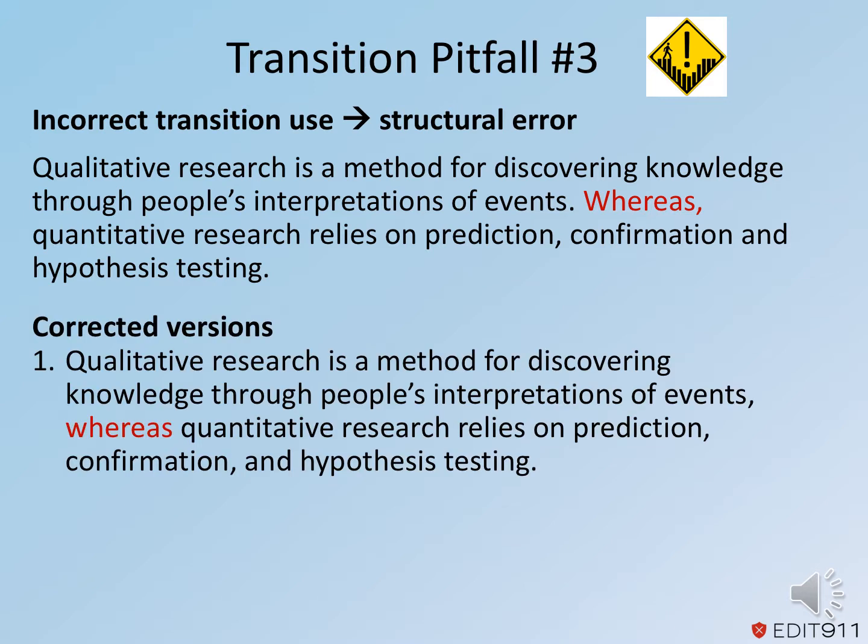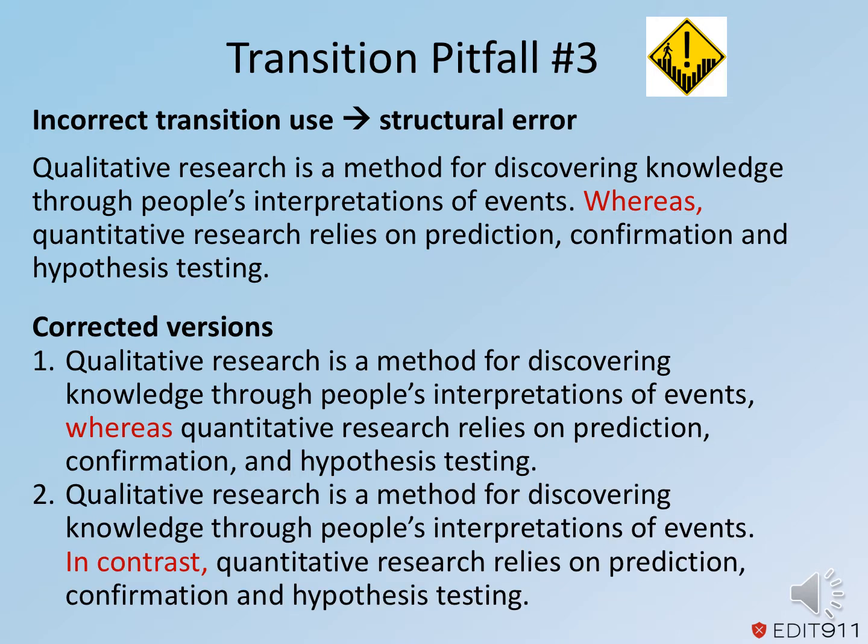Whereas can simply be transformed into a subordinating conjunction to join the two sentences into one that contains a main clause and a subordinate clause. This works well if the new sentence does not become too long and difficult to understand. Otherwise, the two sentences can be kept separate, but replacing whereas with a standalone transition, or a conjunctive adverb in grammatical terms, that has the same meaning, like in contrast in this case.